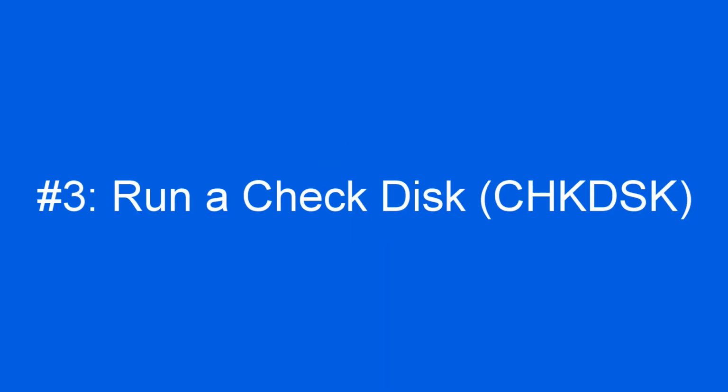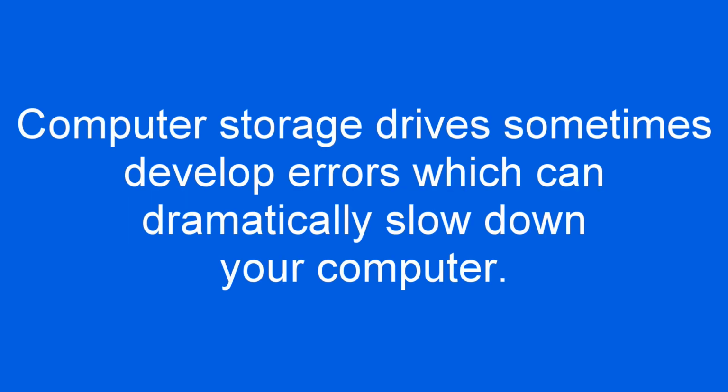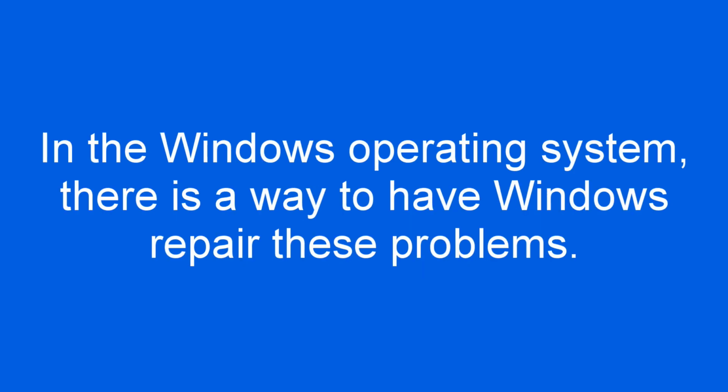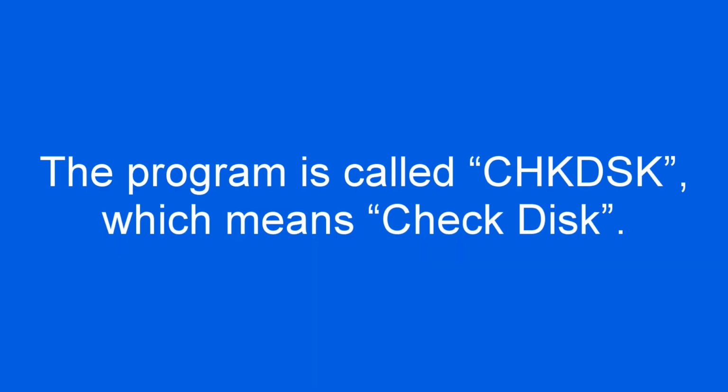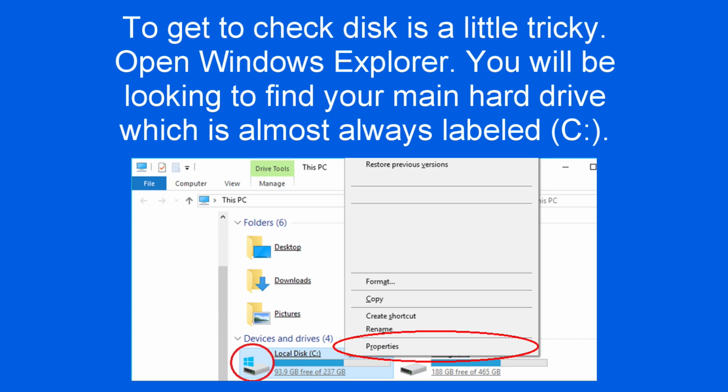Number 3, run a check disk. Computer storage drives sometimes develop errors which can dramatically slow down your computer. In the Windows operating system, there is a way to have Windows repair these problems. The program is called CHKDSK, which means check disk. To get to check disk is a little tricky.